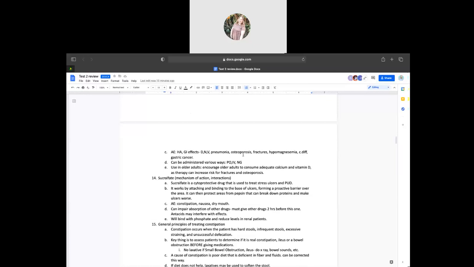So one thing we need to point out with PPI use is use in older adults. A lot of our older adults are going to suffer from osteoporosis and fractures just because they're at a higher risk. So we absolutely must encourage our older adults to get adequate calcium and vitamin D. Whether it be a supplement, higher-calcium foods, maybe they drink some more milk, maybe they spend a little bit more time out in the sun. Because we don't want them getting fractures or osteoporosis from PPI use.